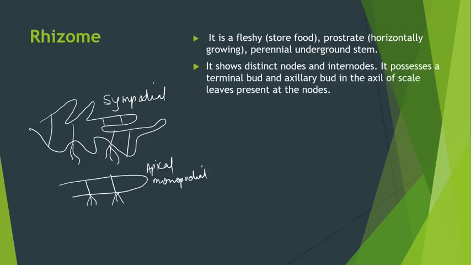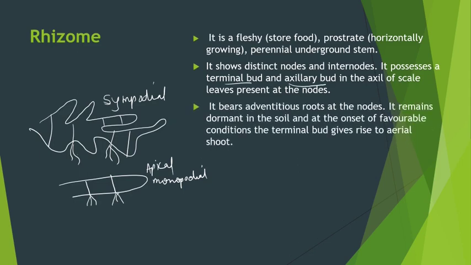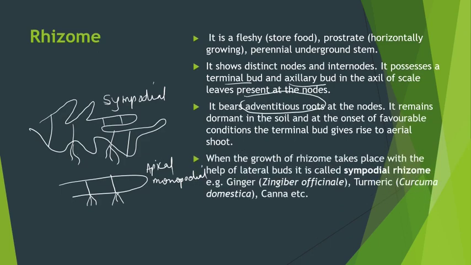So again I repeat, rhizome has nodes and internodes. It has a terminal bud and axillary buds, present in the axil of the scaly leaves. It has adventitious roots, whereas tubers did not have adventitious roots. This rhizome remains dormant in the soil. Examples: ginger, Zingiber officinale; turmeric, Curcuma domestica; or canna.